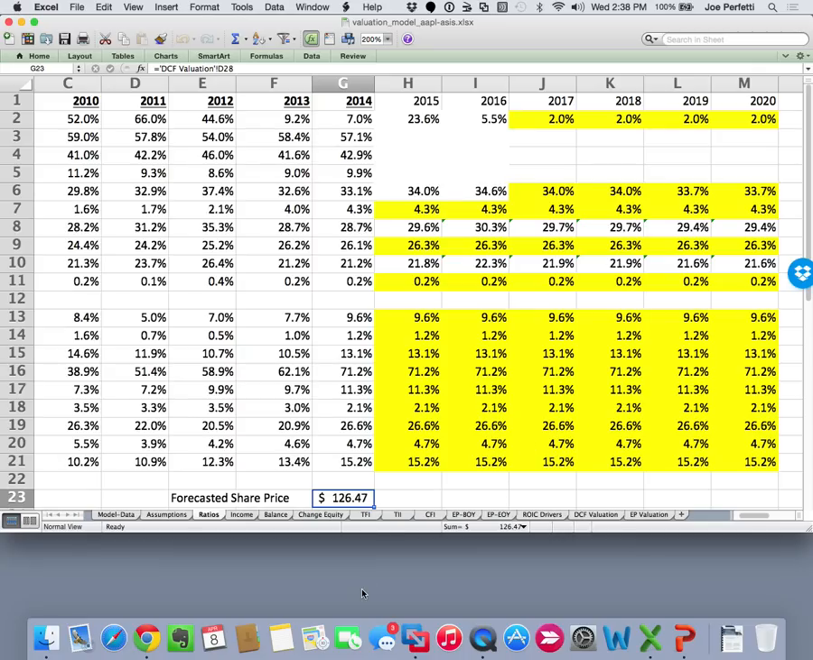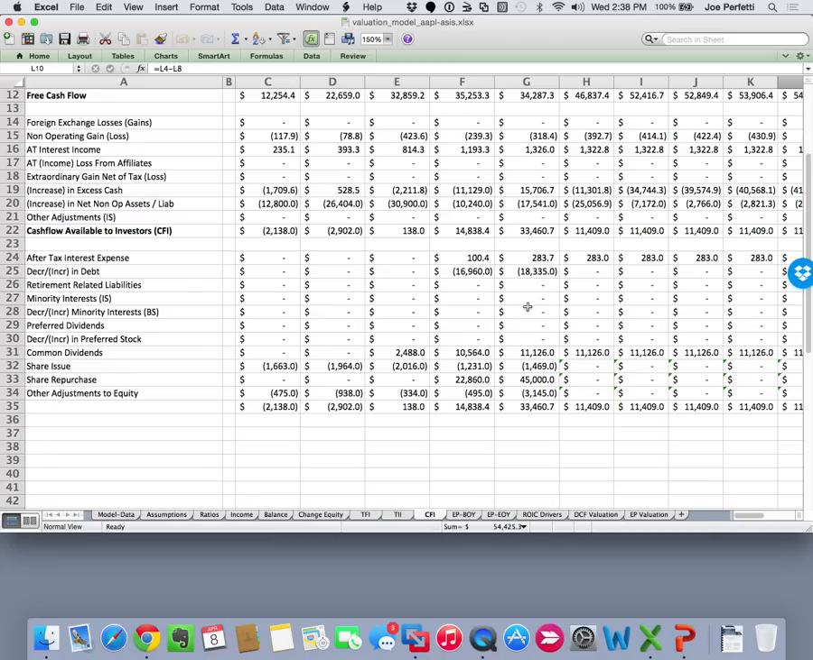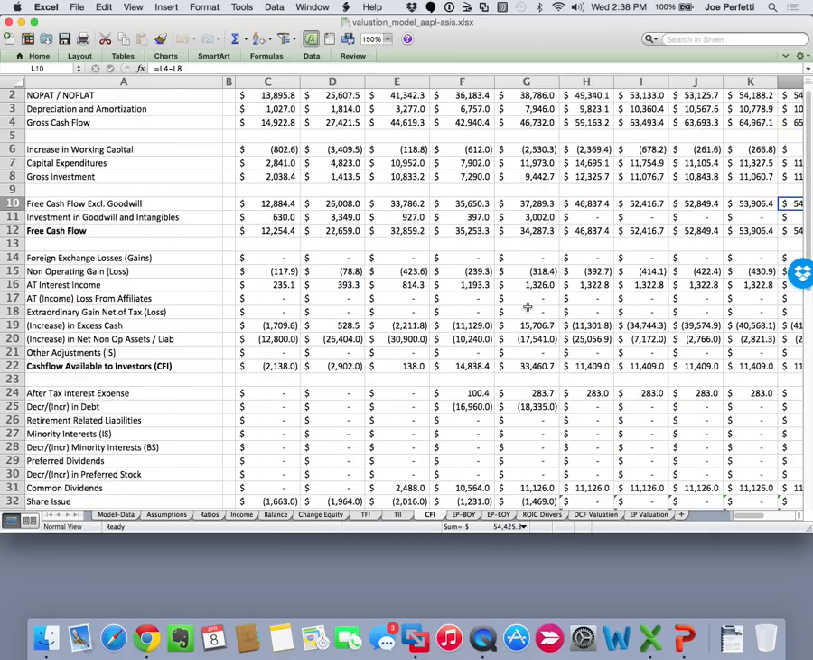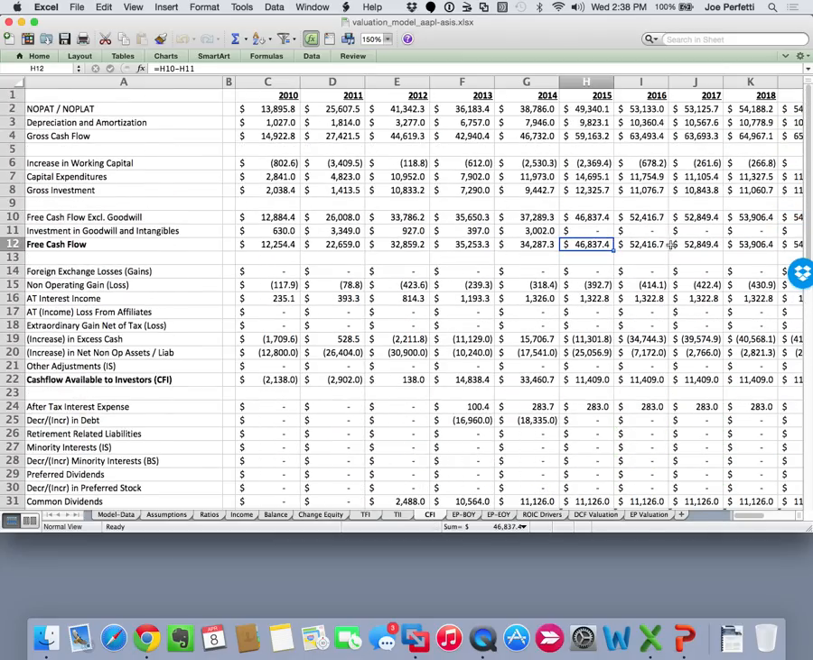Because again, if you look at the CFIs, they're going to generate a staggering amount of free cash flow, $50 billion a year. Just put that into perspective. Free cash flow, $50 billion a year. And that's what the market's saying is not going to grow past that.